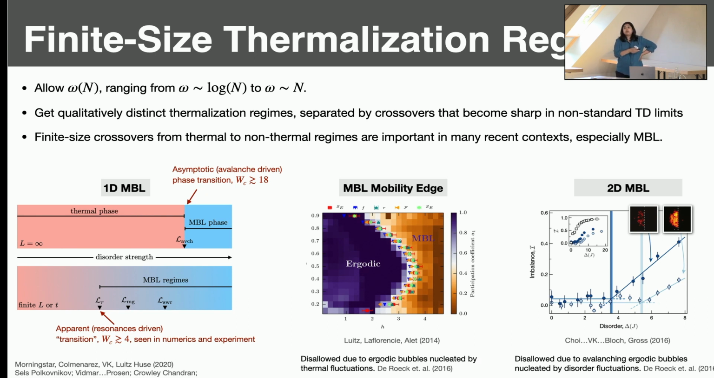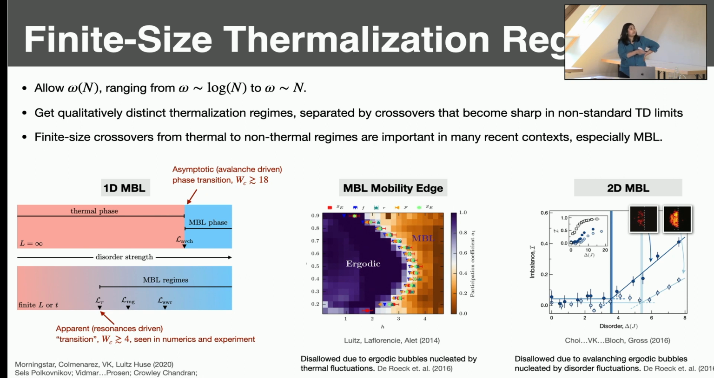Likewise, if you look at numerics on MBL systems, what you'll find is a very clear mobility edge. Again, this is the same model I was telling you about, which sees this kind of apparent transition around 3 or 4, and it has this mobility edge because this axis here is an energy density, and you see this phase boundary depends on the energy density.